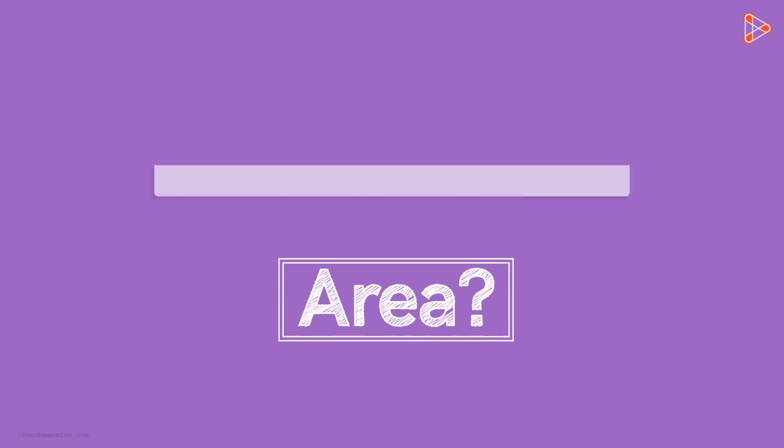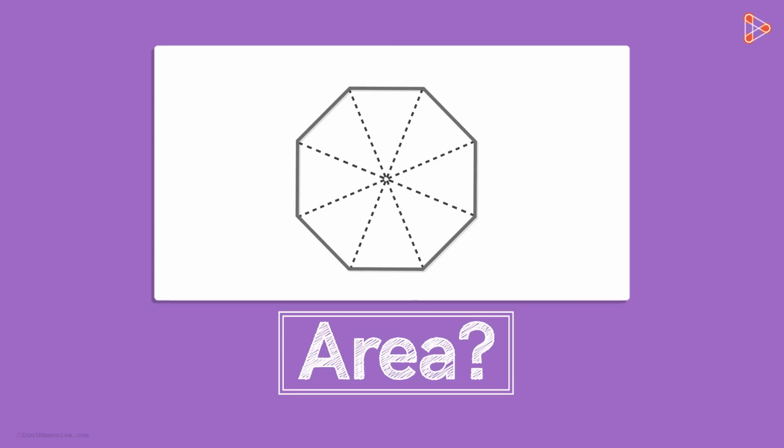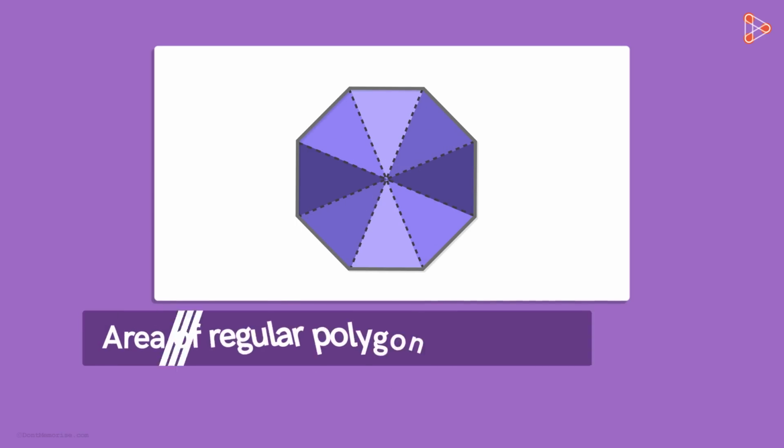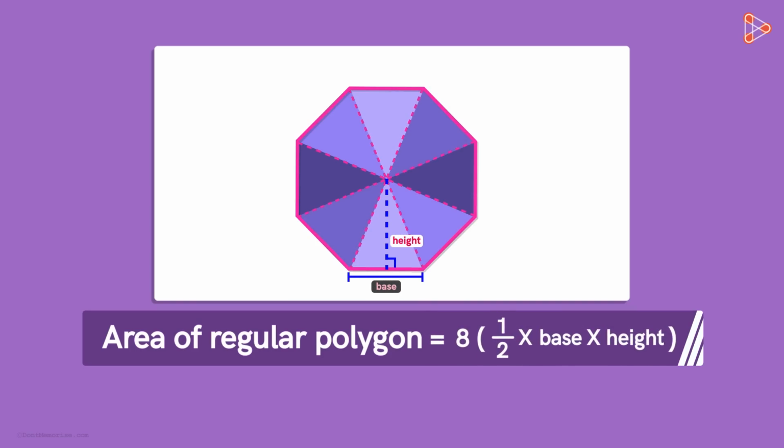Can you tell me how to find the area of this regular polygon? Let me give you a hint by drawing these dotted lines. Did it click? The area of this polygon can be looked at as the sum of the areas of these triangles. The area of this regular polygon will be the sum of the areas of these 8 triangles.